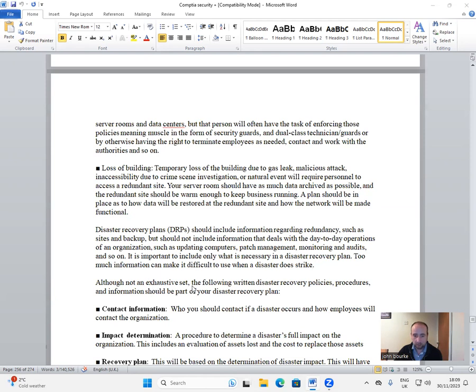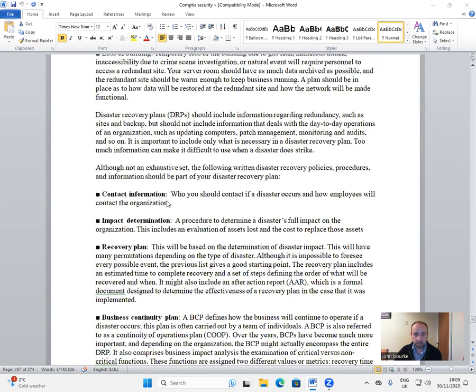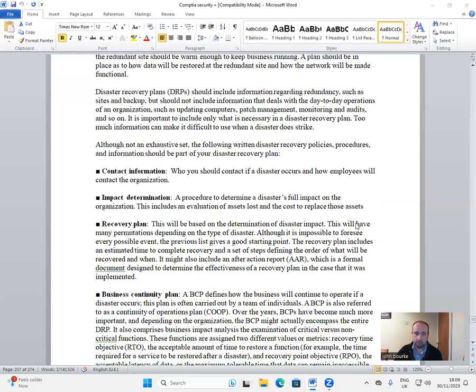Although not an exhaustive set, the following written disaster recovery policies, procedures, and information should be part of your disaster recovery plan. Contact information. You should know who to contact if a disaster occurs, and how employees will contact the organization. Impact determination, a procedure to determine a disaster's full impact on the organization. This includes an evaluation of assets lost and the cost to replace those assets.